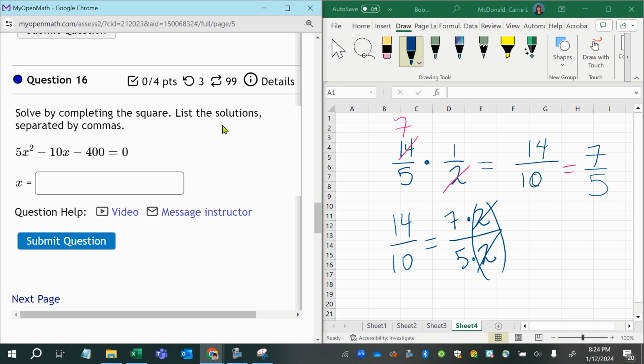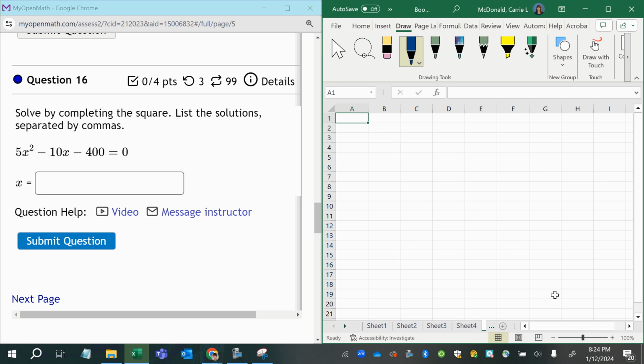Number 16, solve by completing the square and list the solutions separated by commas. Okay, again, we're completing the square, but we're solving. So rather than just completing the square, we're going to also find the x values that would make this statement true. So first step is to complete the square. The reason we want to do that is because once the square has been completed, and we have rewritten the trinomial as a binomial squared, then we can use the square root property, take the square root of both sides to solve for x.